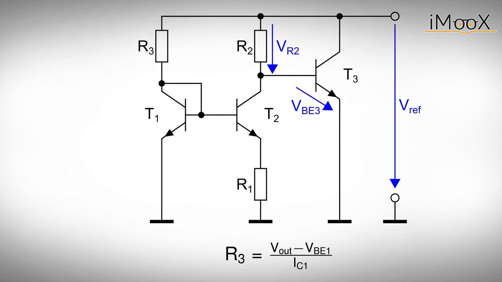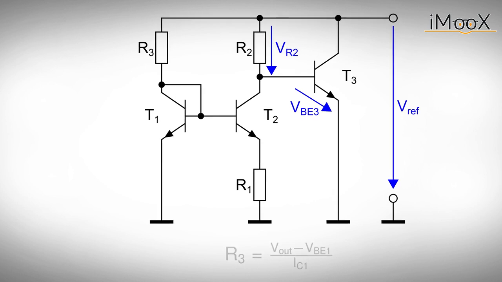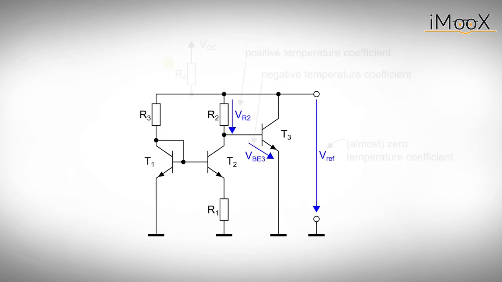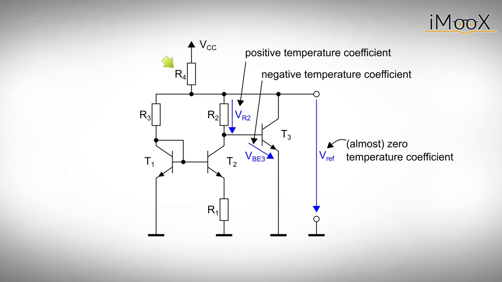But our circuit still needs to be supplied. To keep things simple, we use resistor R4 connected between the supply and our voltage reference. These circuits are called band gaps because for zero temperature coefficient, the output voltage is about 1.2 volts, which is close to the silicon band gap voltage at 0 Kelvin.